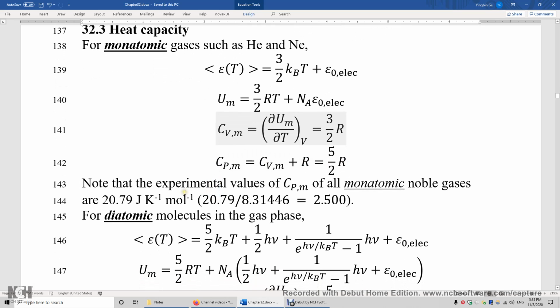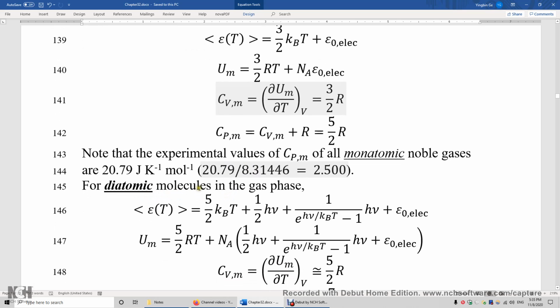So if you look up the experimental value of the CPM of all monatomic noble gases, they are all 20.79 joule per Kelvin per mole. This is because this 20.79 is exactly 2.5 times R.